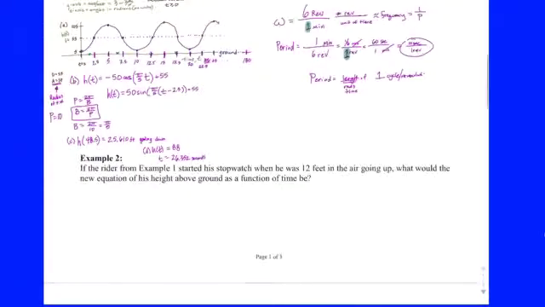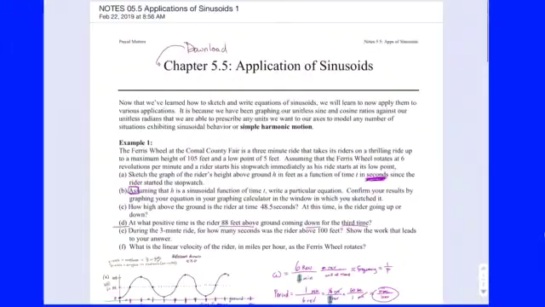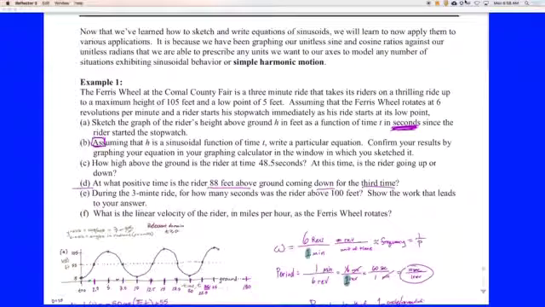Okay, so we're probably going to test this Thursday, by the way, FYI, just to make you excited. That's an even day, and we're going to test. It'll be through 5.5, which is applications to sinusoids, and so your free response question will be like one of these that we are in the middle of, the Ferris wheel problem. Okay. So yeah, it'll be fun.